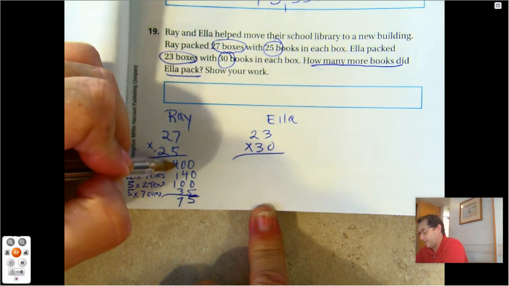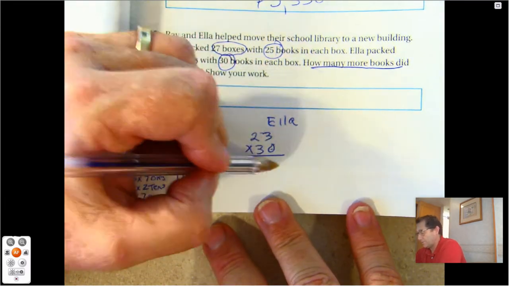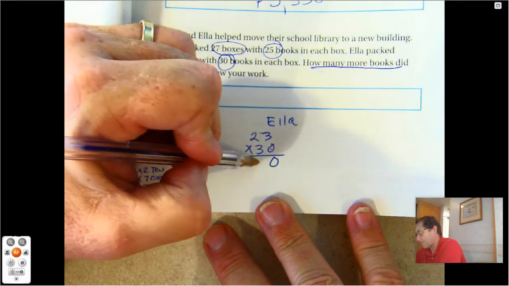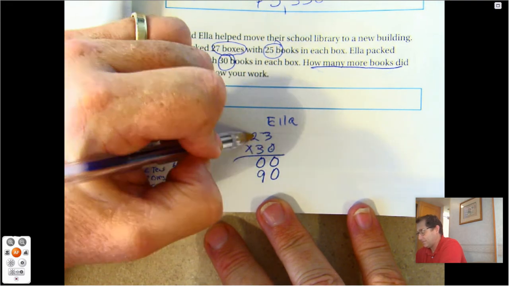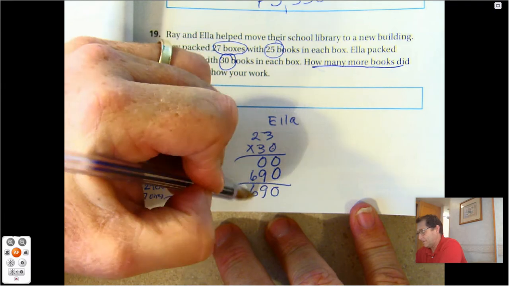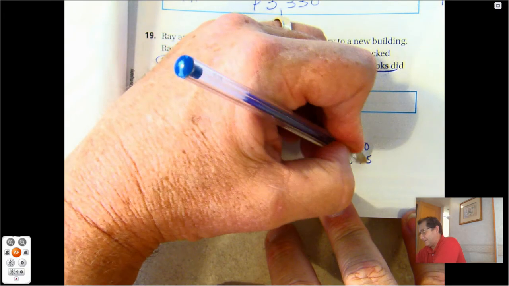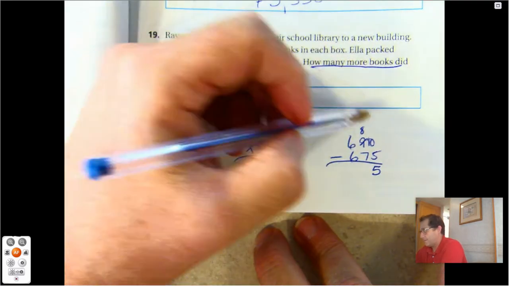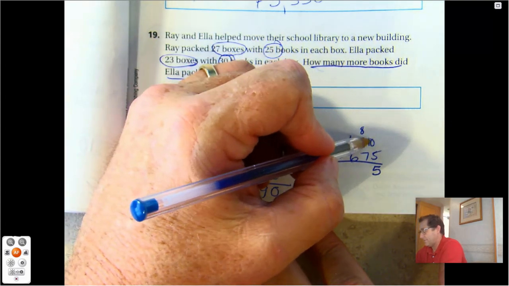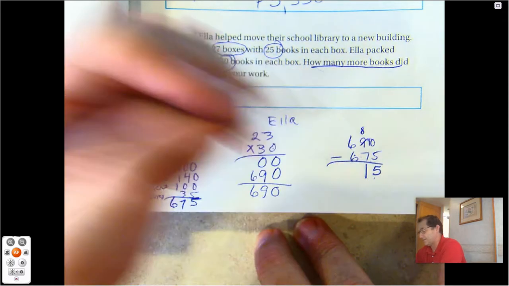675 books. Now Ella. Well, I know 0 times 23 is 0. Okay. So 3 times 3 is 9, and 3 times 2 is 6. So 690. So 690 take away 675. I can't take 5 from nothing, so I'll regroup. So now we have 10 take away 5 is 5 ones. 8 tens take away 7 tens is 1. 600 take away 600 is 0. So 15 more books.